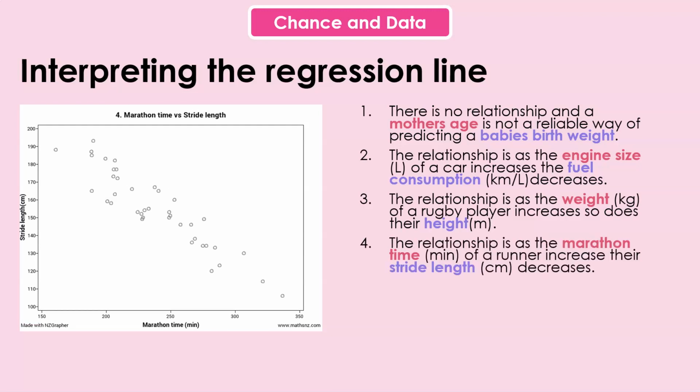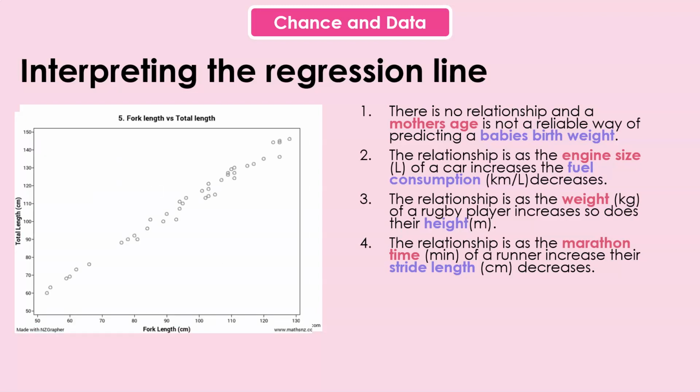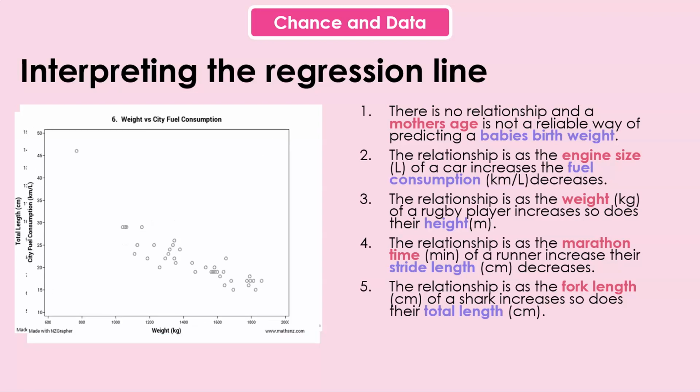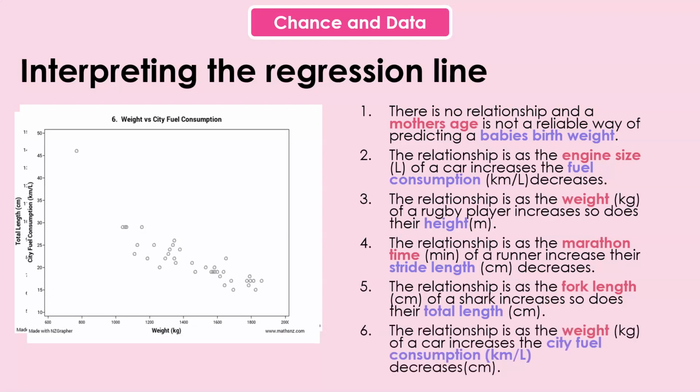Marathon times, the relationship is as the marathon time in minutes of a runner increases, their stride length decreases. With the sharks, the relationship is as the fork length in centimetres of a shark increases, so does their total length. And the last one, the relationship is as the weight of a car increases, the fuel consumption decreases. So the key thing is to relate those two variables together.